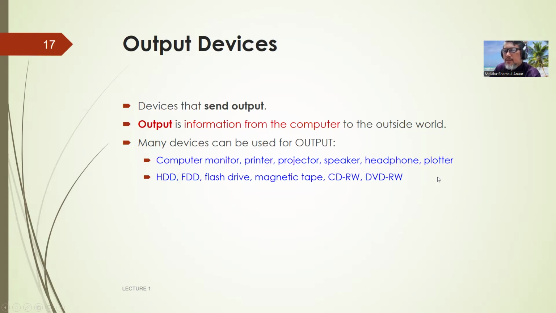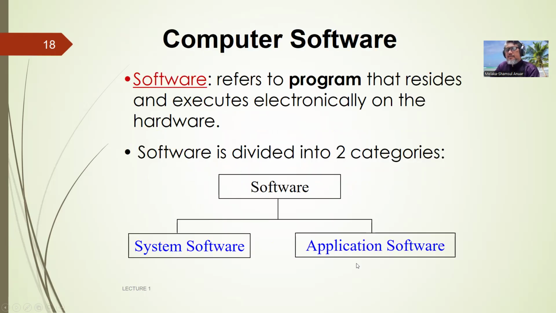and also CD-RW, DVD-RW. So those are things that we see a lot around us, on our computers or even laptops. But nowadays, we also have tablets. With tablets, there is no separate monitor, but the screen is the output, a touch screen.